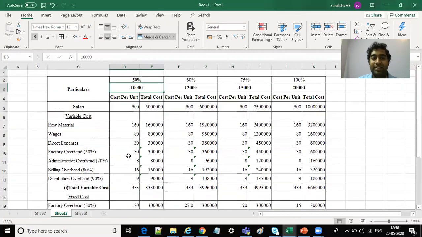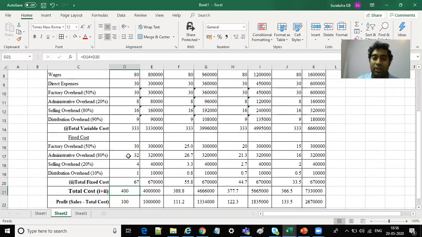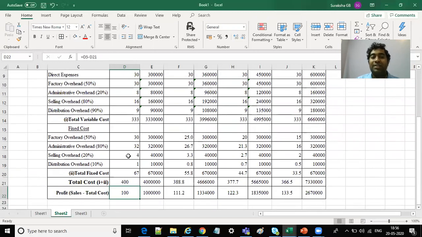So we started with the sales. 500 rupees per unit is given, which is multiplied by the number of units. So 500 into 10,000, 500 into 12,000, 500 into 15,000, and 500 into 20,000. Likewise, we have calculated the total sales value, and after that the total cost will be equal to variable cost plus fixed cost. We got the total cost, and to calculate the profit, we are using the formula sales minus total cost. Accordingly, we have got the results.